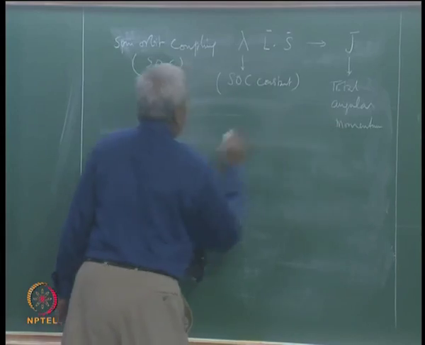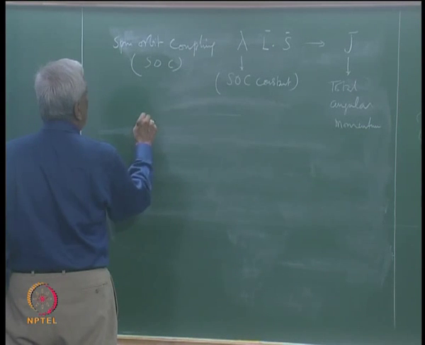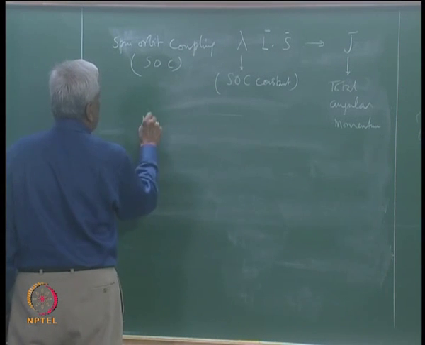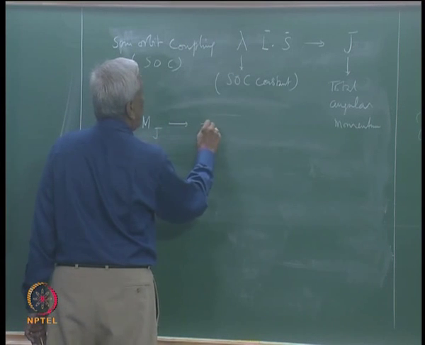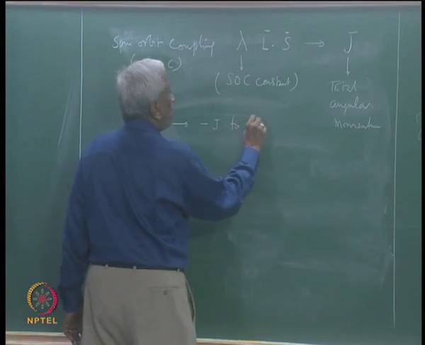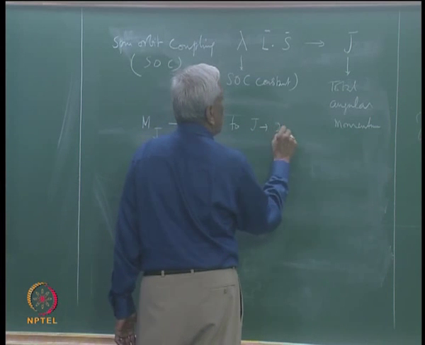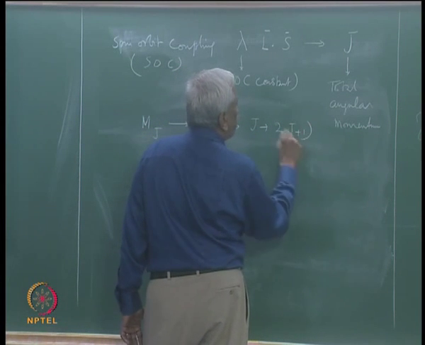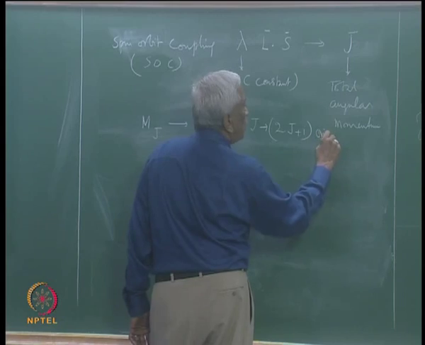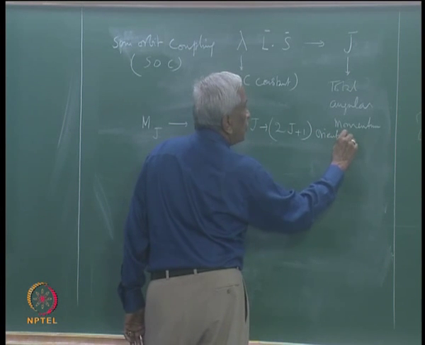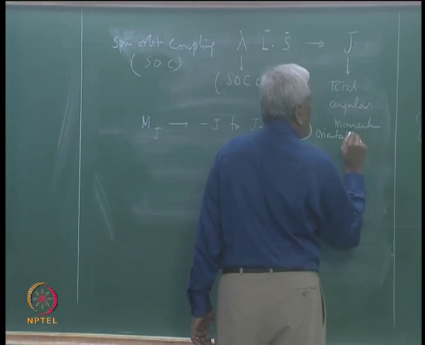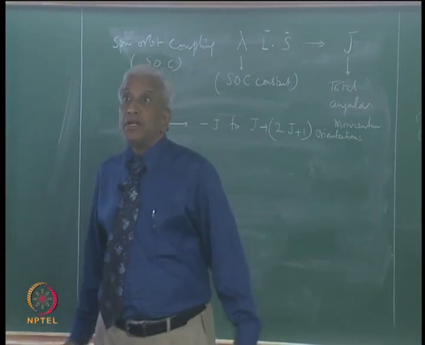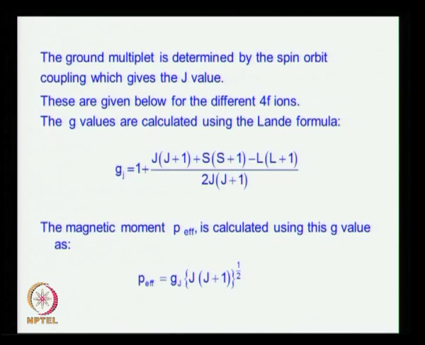Corresponding to a given value of J, you can have different values of Mj, the magnetic quantum number, which goes from minus J to plus J. There are 2J plus 1 values corresponding to different orientations of the spins, that is, the magnetic moment of the ions with respect to an applied magnetic field.